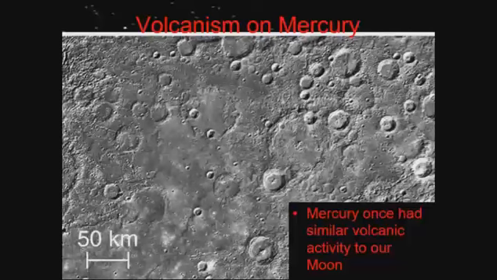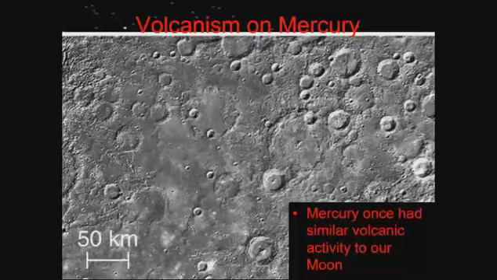There is some evidence of volcanoes that once existed on Mercury. There's evidence that some of these craters were formed by impacts and then were backfilled. They were filled in by lava afterwards from volcanoes. So the craters were filled in from volcanoes.